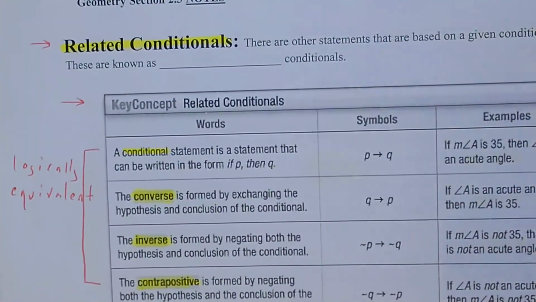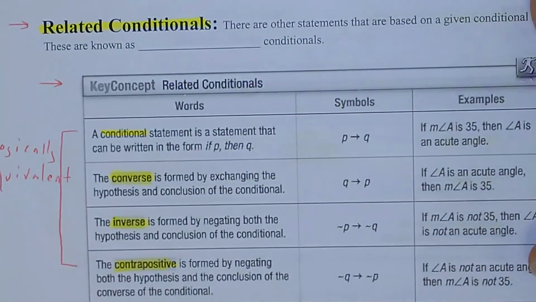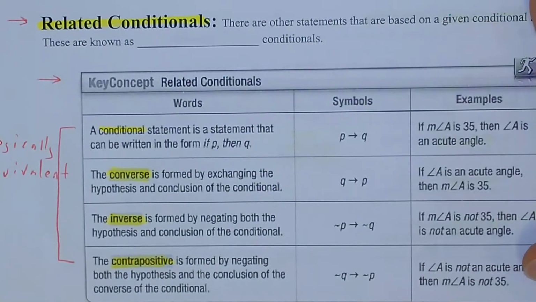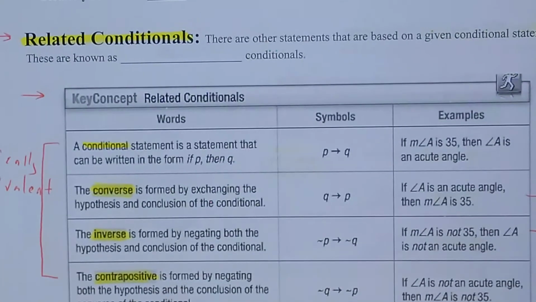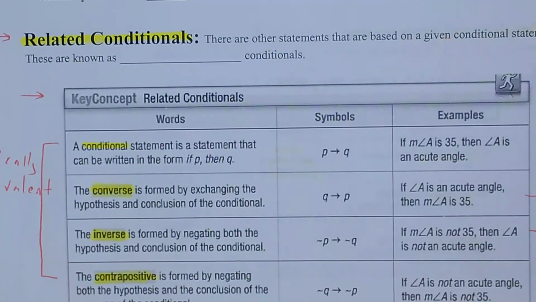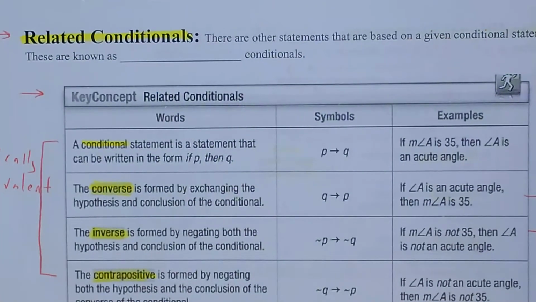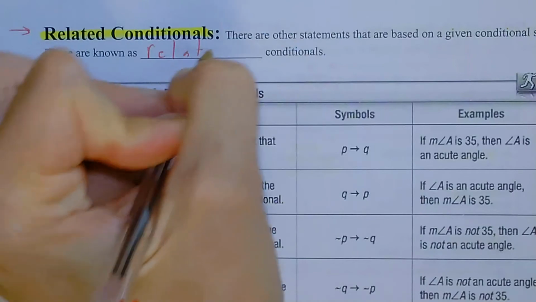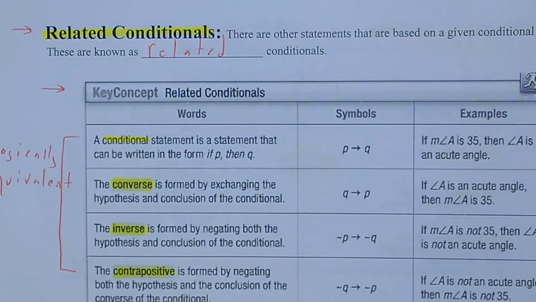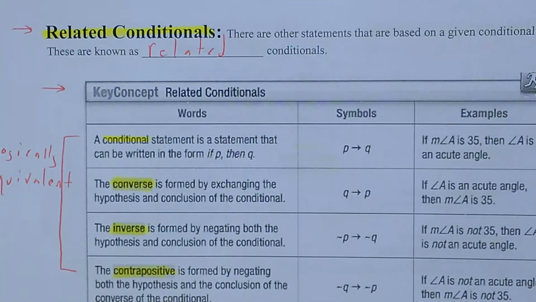The second part of the lesson are conditionals that are related to the original if-then. And there are going to be 3 of them, actually 4 of them that we'll end up using that are related. So at the top it says, there are other statements that are based on a given conditional statement. These are known as related conditionals.